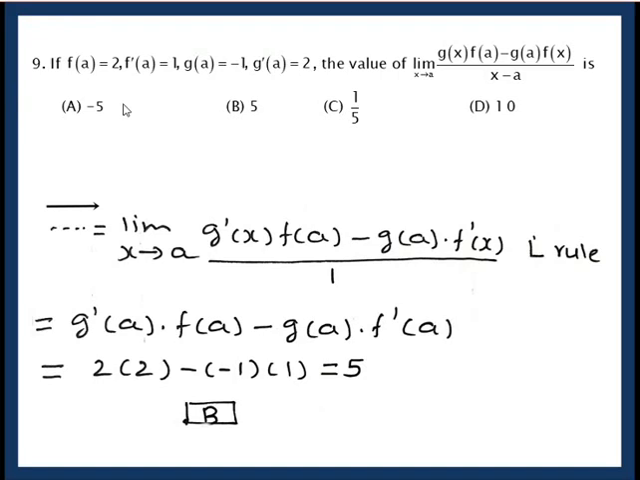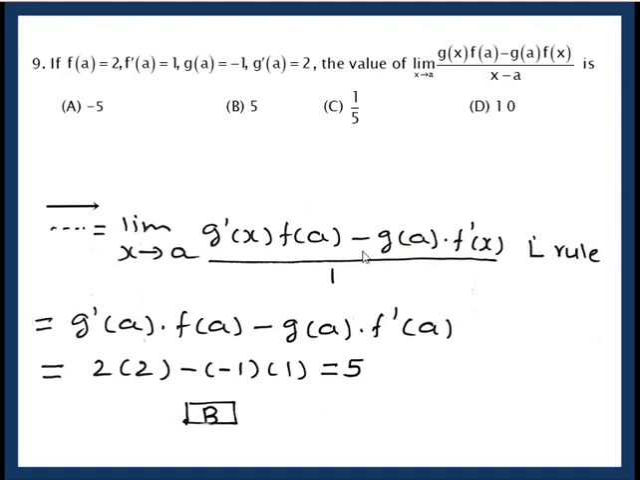I think this was asked 3-4 years back. f of a is given to be 2, f dash of a is given to be 1, g of a is minus 1, g dash of a is 2. Then we are asked to find the value of this limit. Again, this is 0 by 0 form. How to decide that? Simple. Put x equal to a. Yes, 0 by 0 form. So we use L'Hopital rule.